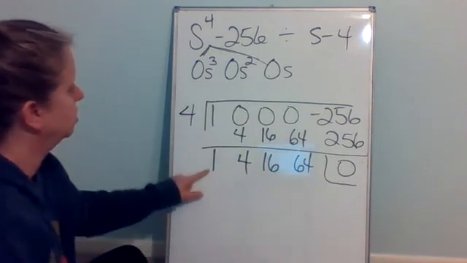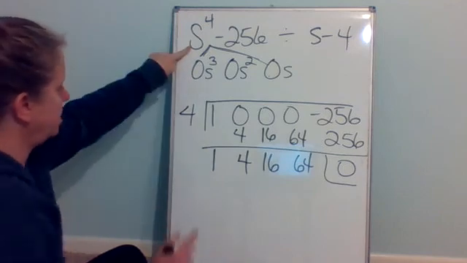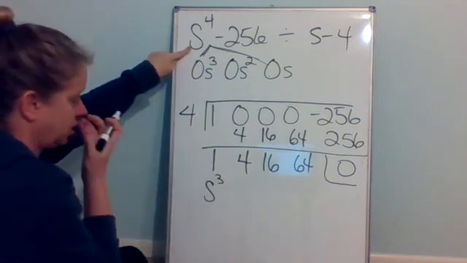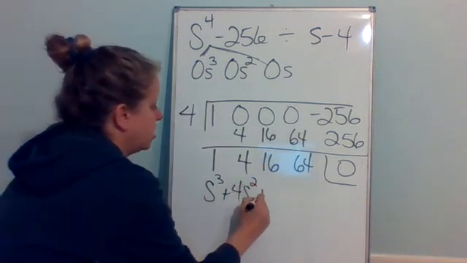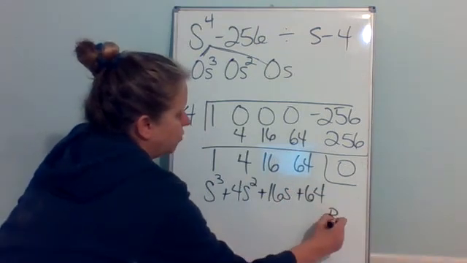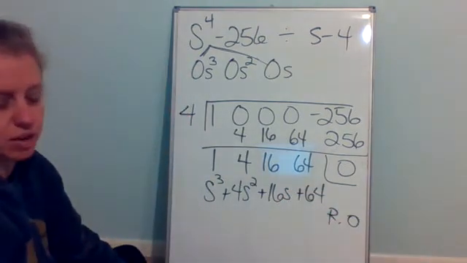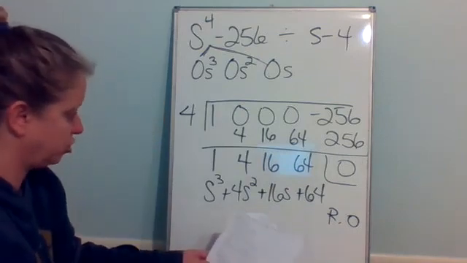These terms start one less exponent than this. So I have 1 s to the 3rd plus 4s squared plus 16s plus 64, and then your remainder is 0, which looks like that second option in the multiple choice.